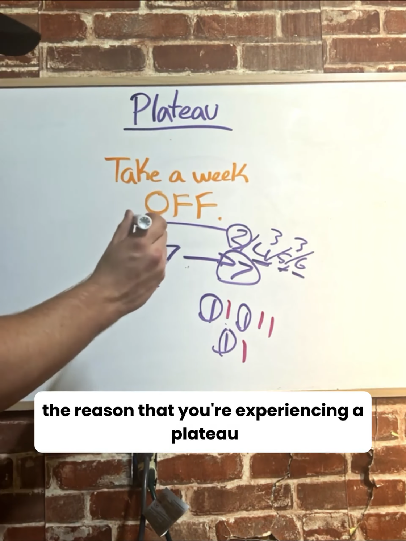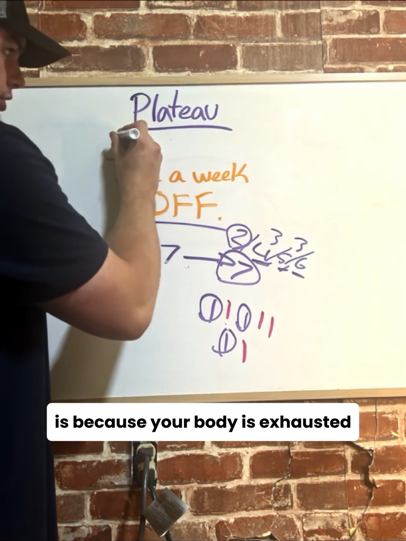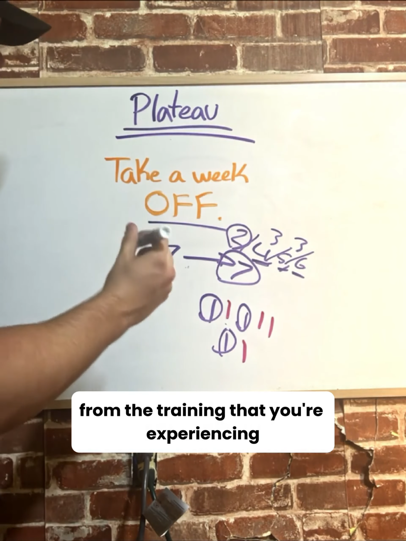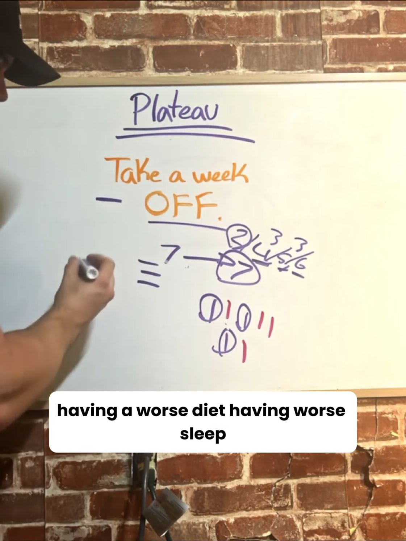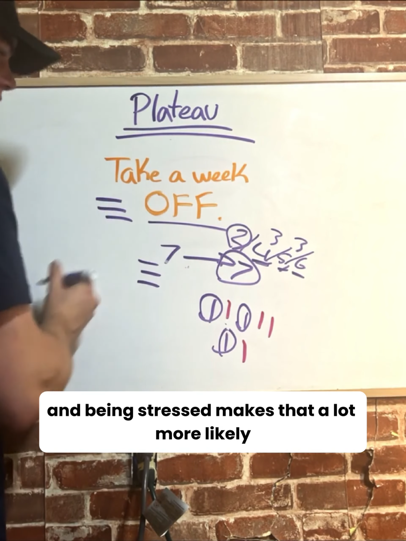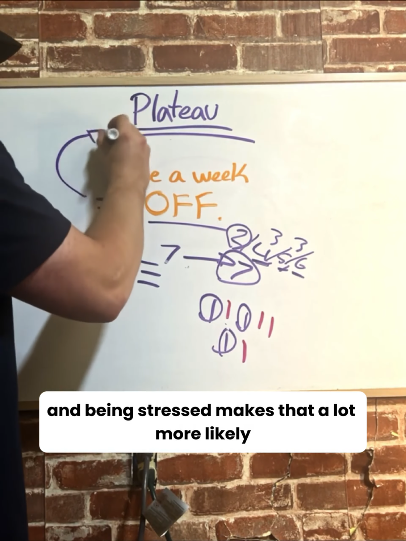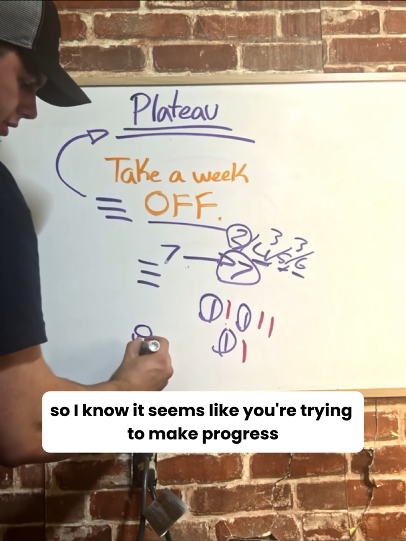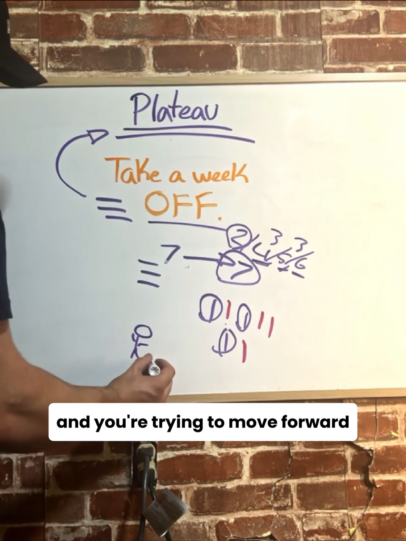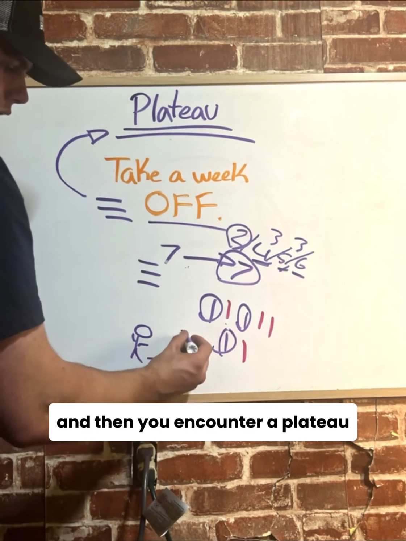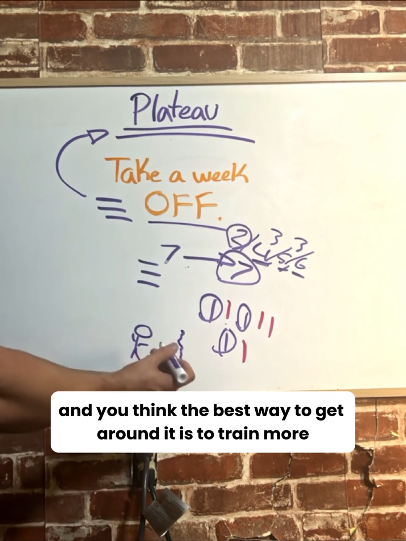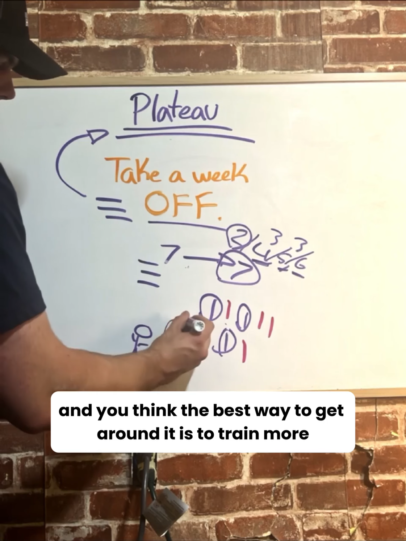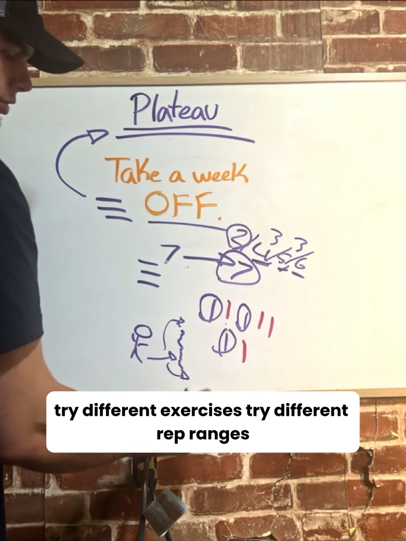The reason that you're experiencing a plateau is because your body is exhausted from the training that you're experiencing. Having a worse diet, having worse sleep, and being stressed makes that a lot more likely. So I know it seems like you're trying to make progress. This is you, the stick man, and you're trying to move forward, and then you encounter a plateau, and you think the best way to get around it is to train more, try different exercises, try different rep ranges.